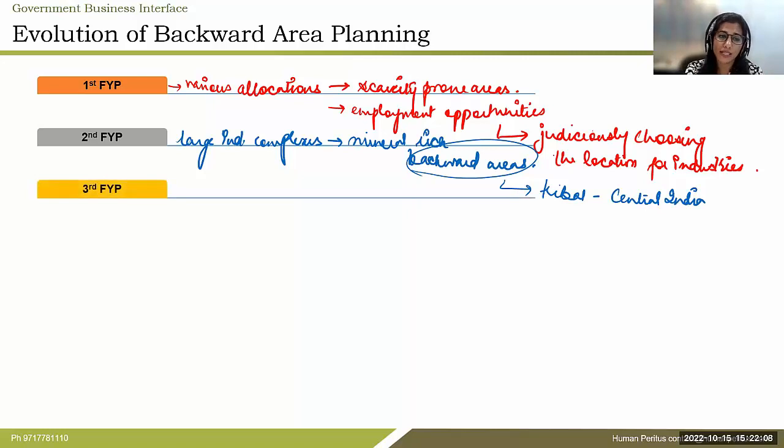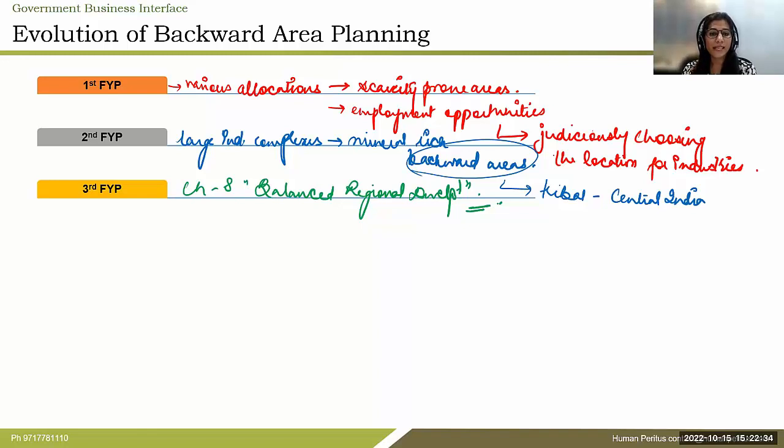All right. Next is the third 5-year plan. Now what happened during the third 5-year plan? During the third 5-year plan, this plan actually devoted a full chapter towards backward area planning. All right. That was chapter number 8 and its name was Balanced Regional Development. All right. So this was it.